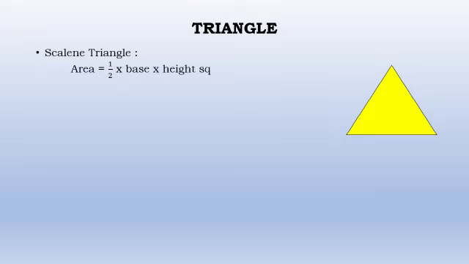Triangle. A triangle is a closed figure bounded by 3 sides. It is divided into 4 different types, that is, scalene triangle, equilateral triangle, isosceles triangle and right-angled triangle. Scalene triangle. A triangle with 3 different sides in length is called scalene triangle. The area of a scalene triangle is given by half the product of base and height. The perimeter is given by the sum of all the sides of the triangle.